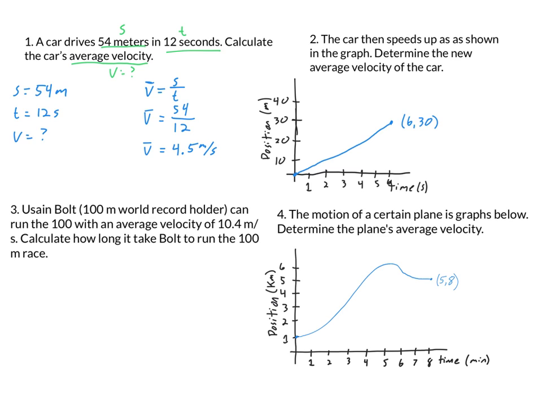Let's go ahead and do another example problem using the equation. Usain Bolt, he's the 100-meter world record runner, can run 100, I need a unit there, sorry about that, meters with an average velocity of 10.4 meters per second. This is my displacement, this is my velocity. How long, key term for time, how long will it take Bolt to run the 100-meter race there?